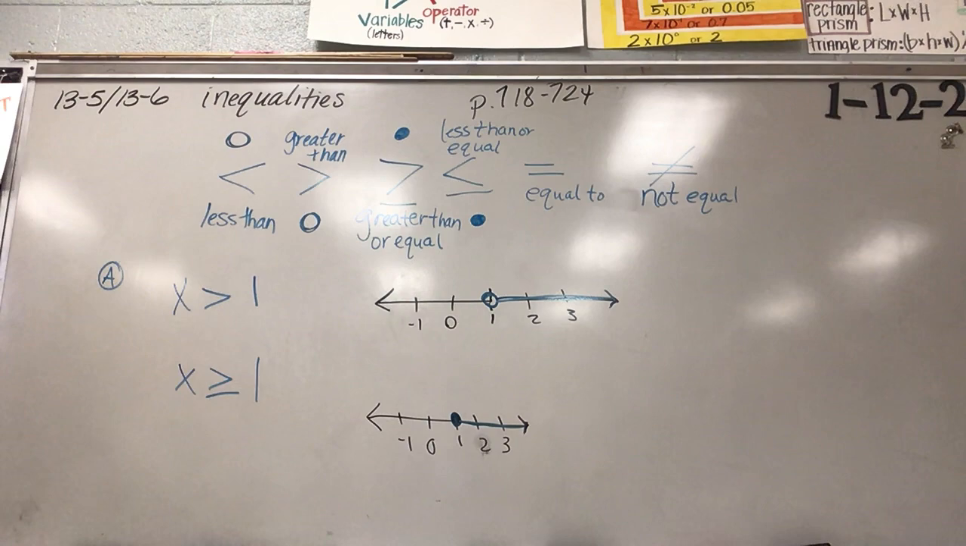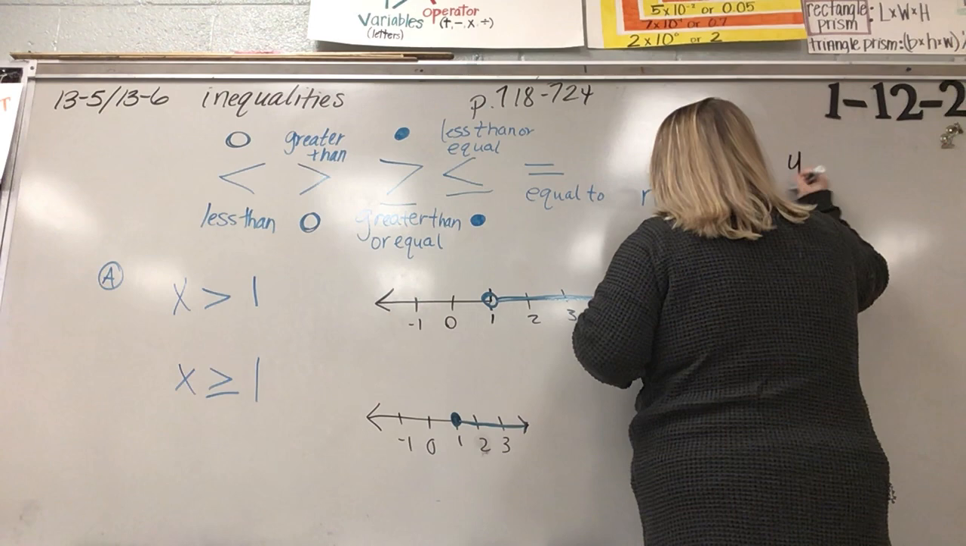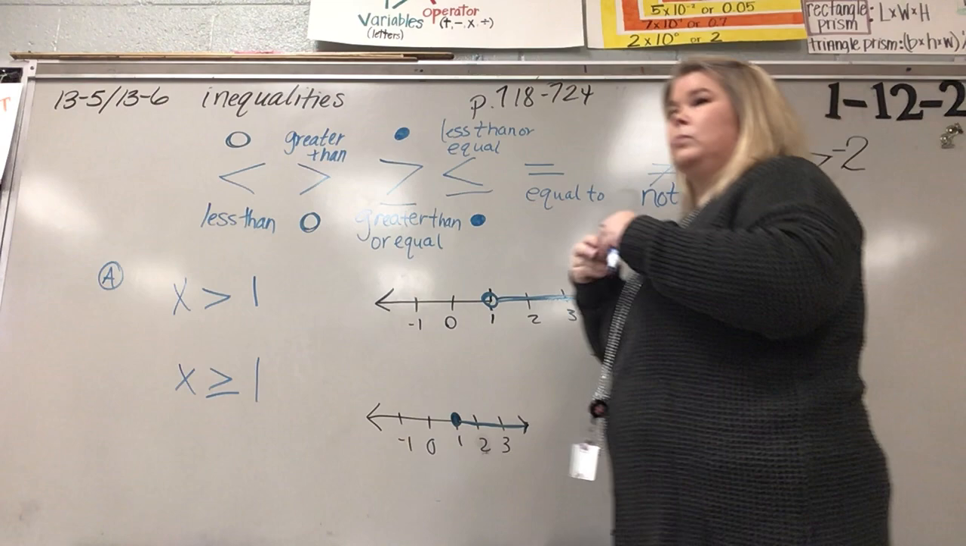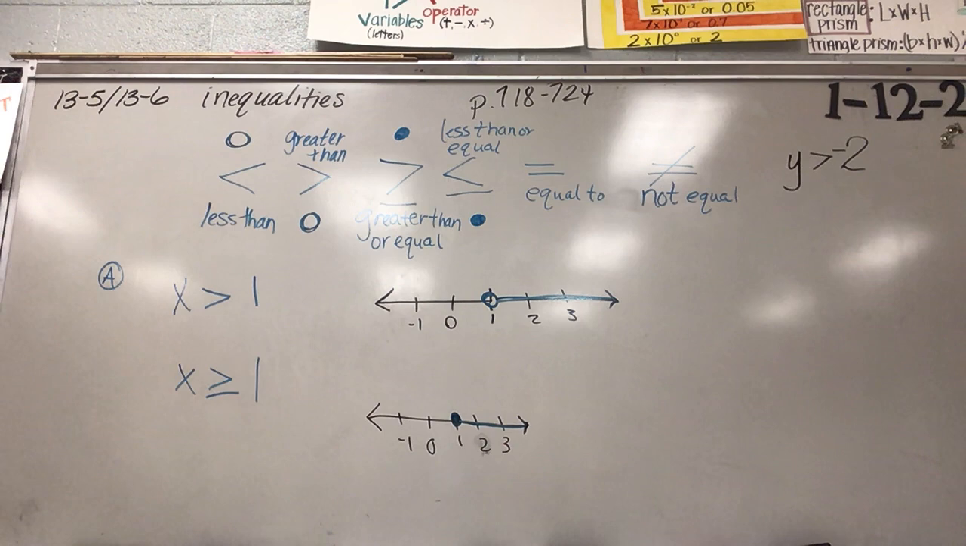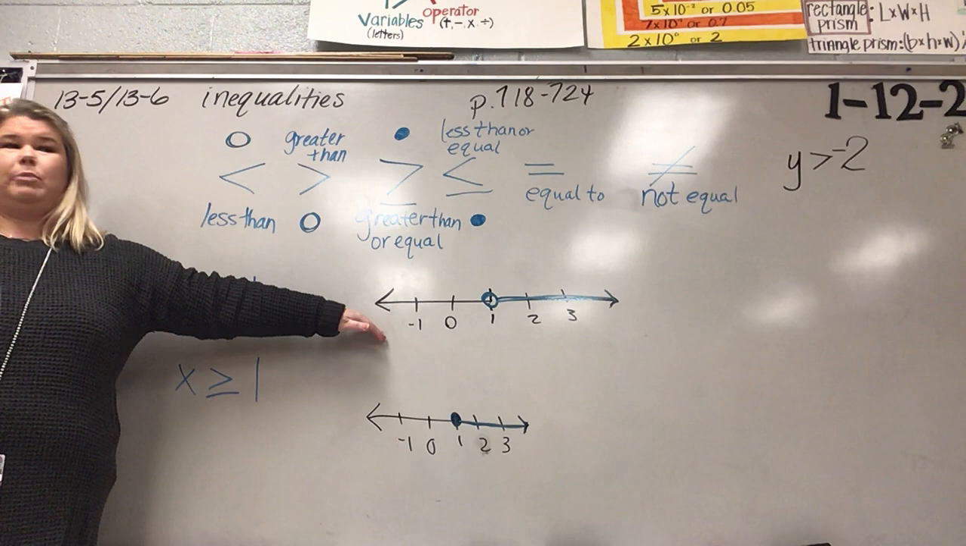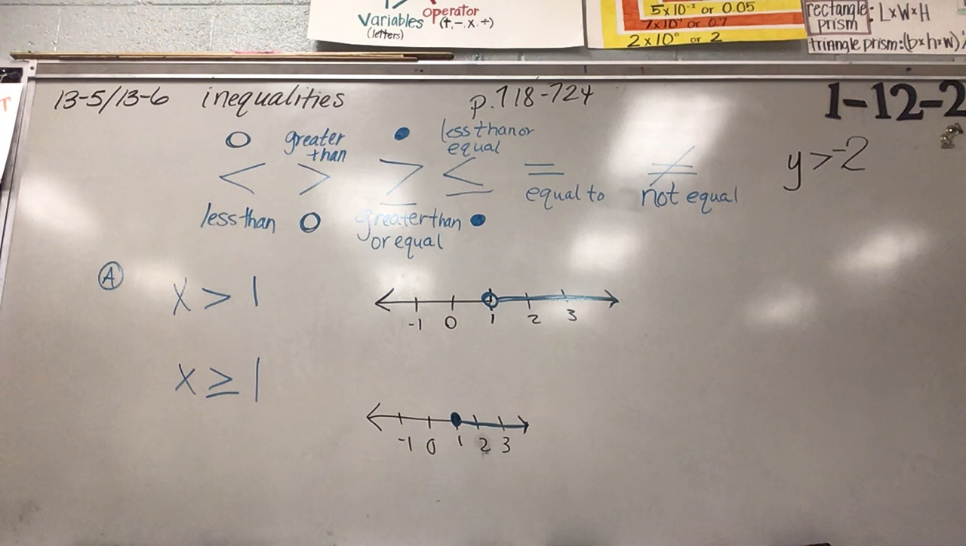All right, let's do another one. Guys, keep those notes at the top, because you need to know when it's going to be an open circle or a darker circle. Is that a negative number? It is. All we're doing at this point is not solving anything. We are just graphing and plotting them on a number line.